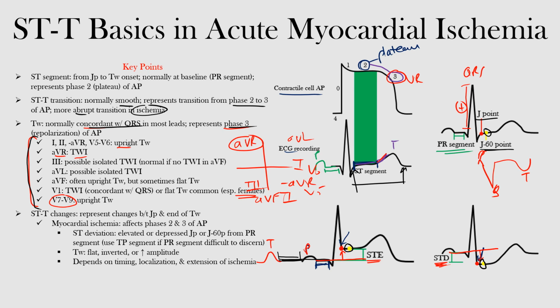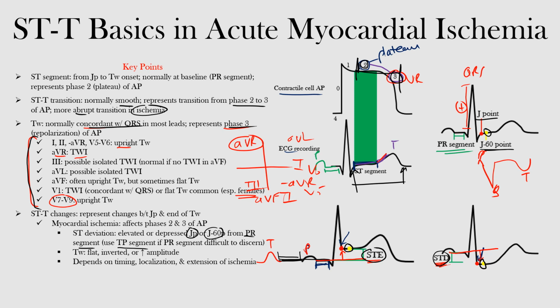Now in myocardial ischemia, remember this affects phases 2 and 3, so this region here, and because it affects those phases, that's where we see these STT changes. The ST segment can be deviated up or down, meaning ST elevation, as we saw here, or it could be depressed. And then we said this J point is what we use as our reference for measuring ST elevation or depression from the PR segment. We said the TP segment can be used if we can't make out the PR segment very well, but oftentimes you can use that PR segment.